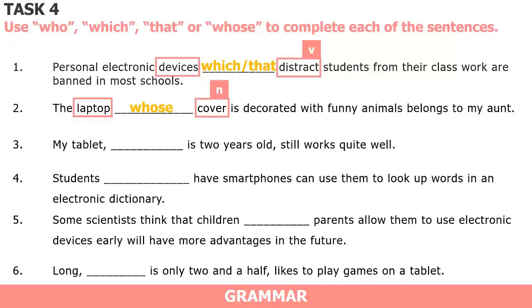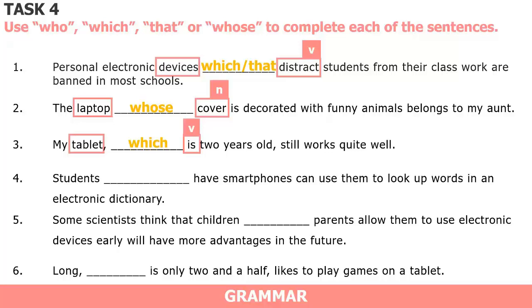How about sentence 3? Similar to sentence 1, you have to fill in the gap with a relative pronoun functioning as a subject here. My tablet refers to a thing, so we can fill in the gap with the relative pronoun which or that. However, the clause is separated from the rest of the sentence by commas, so the answer for this one is which.